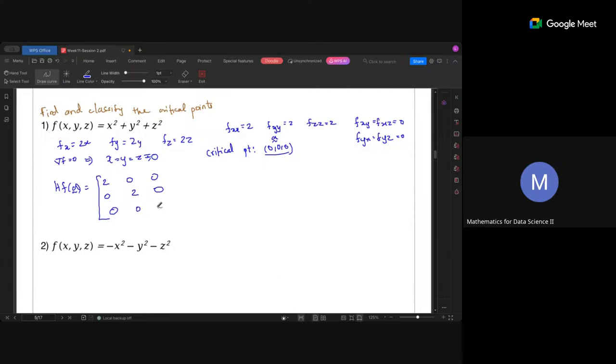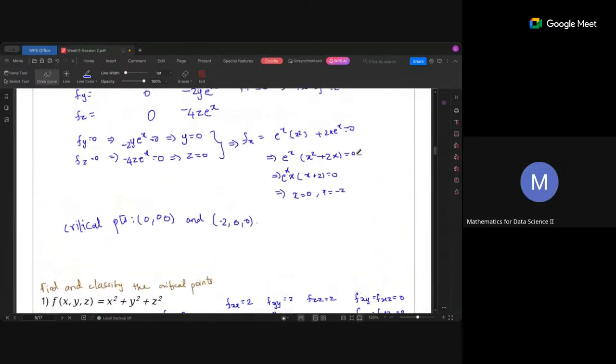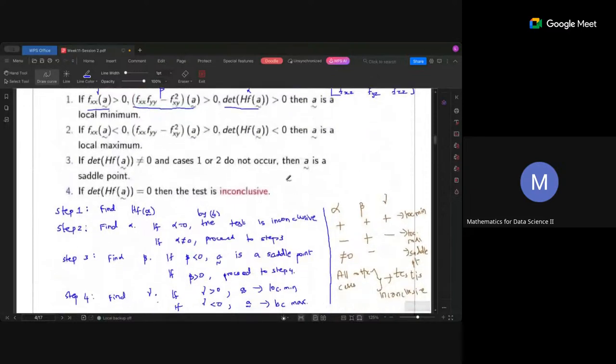Okay. So now what is your step one? You find the determinant of this matrix. What is the determinant of this matrix? 8. So step one is done, and in step two we find the determinant. So the determinant of Hf at A tilde is 8. This is a positive value. So if this is positive, then we should move to fxx at A tilde.